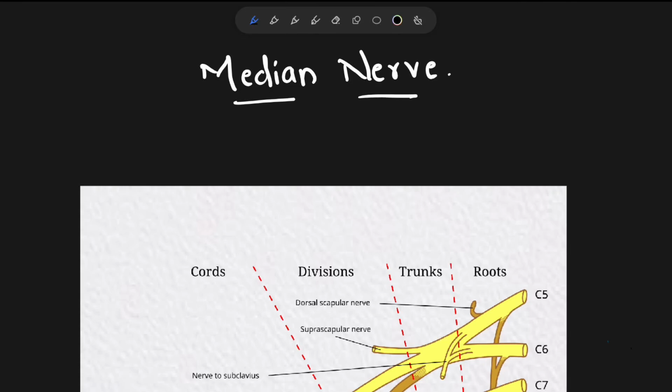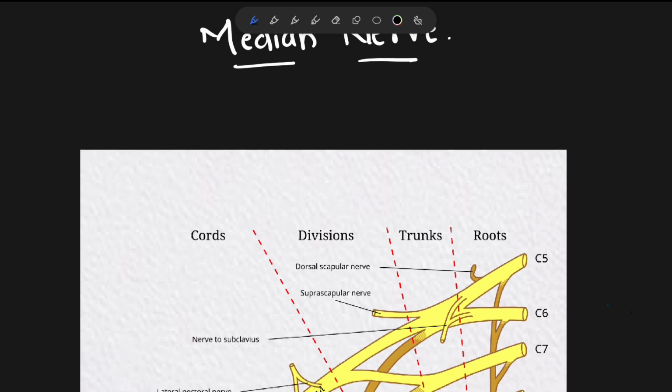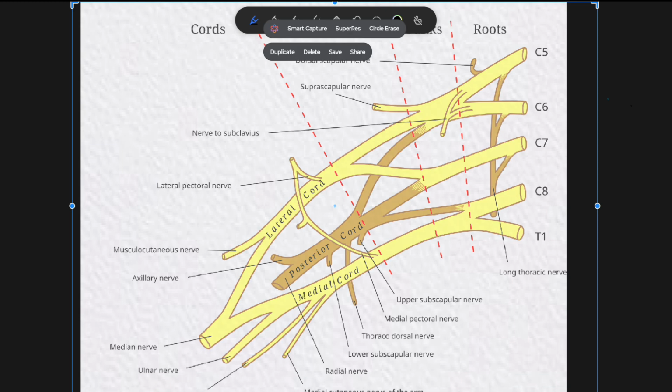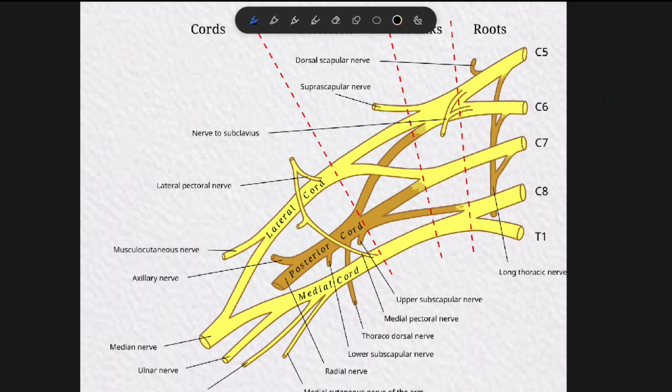Let's study about the median nerve. In the video of the brachial plexus, if you haven't watched it, go and watch it in the videos. I have explained it very well. So, the median nerve comes from two cords, the lateral cord and the medial cord.